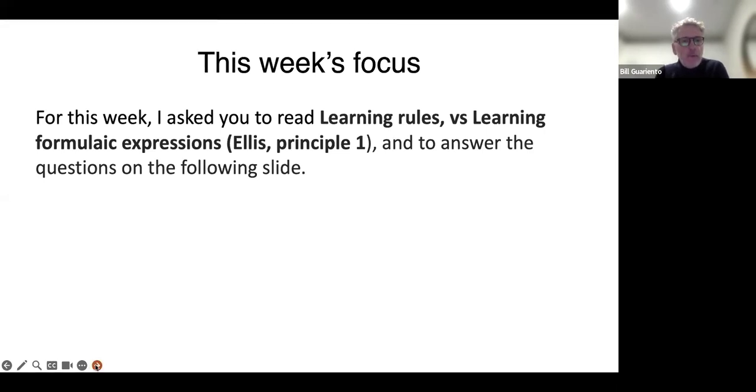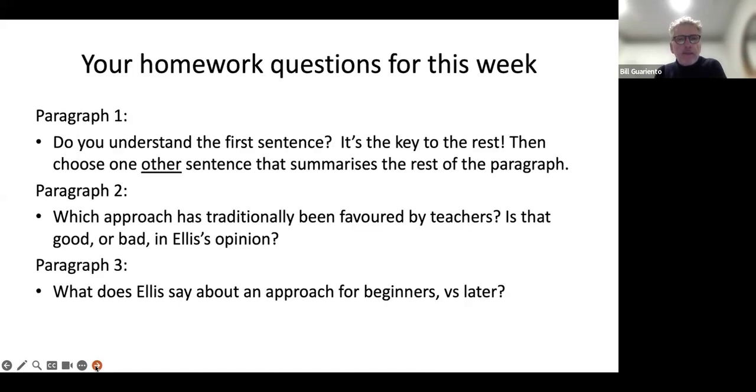So, this week we're looking at the difference between learning rules and learning formulaic expressions. Okay? So, let's have a look. I asked you to answer the questions on the following slide. So these were your homework questions for this week. Paragraph number 1, I asked you, do you understand the first sentence? It's the key to the rest of the section. And then I asked you to choose one other sentence that summarizes the rest of this first paragraph.